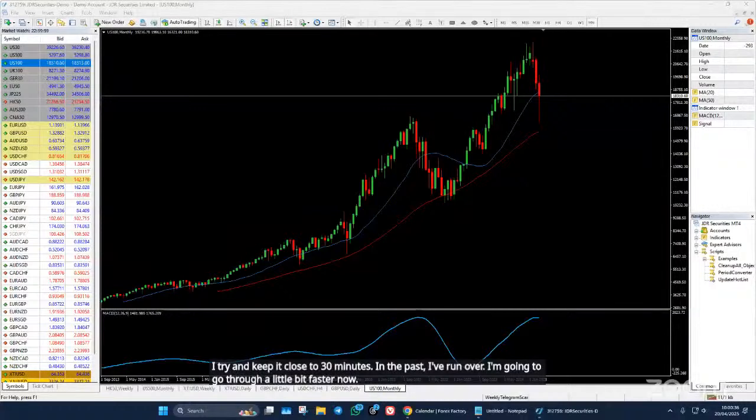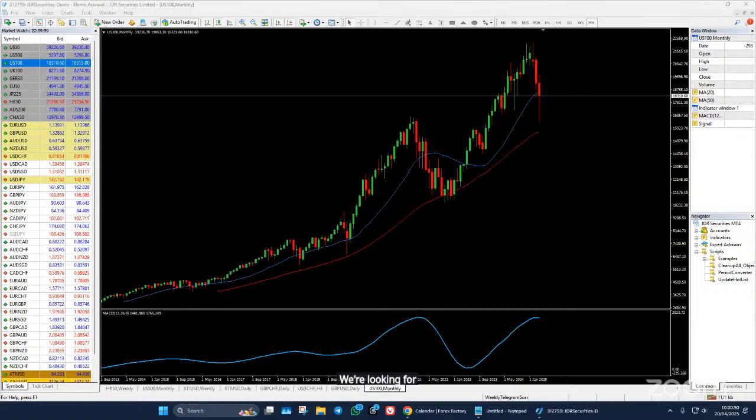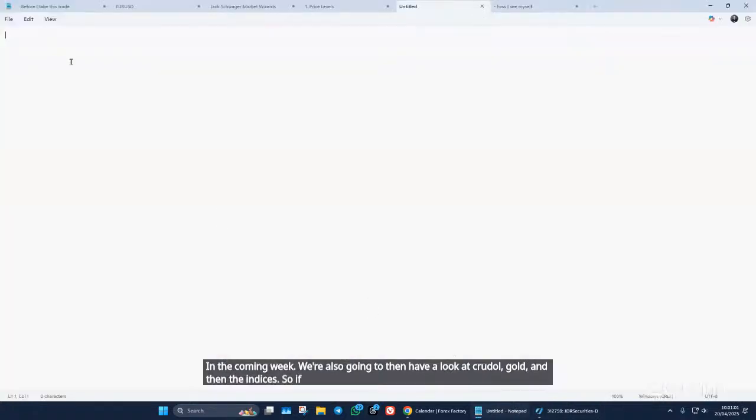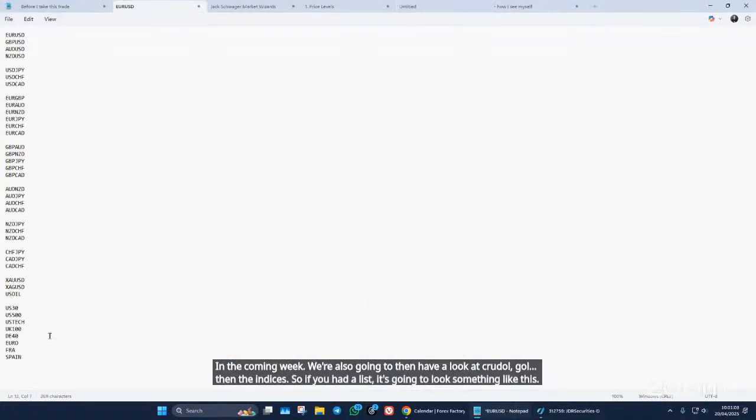So what we're going to do is look at the US dollar quickly by looking at the majors. We're going to look to see if there's any common signal from the dollar within euro dollar, GBP dollar, dollar yen, and so on. We're looking for either dollar strength or dollar weakness, if there's any clarity in the coming week. We're also going to have a look at crude oil, gold, and then the indices. So if you had a list, it's going to look something like this. Okay, that's the main list.